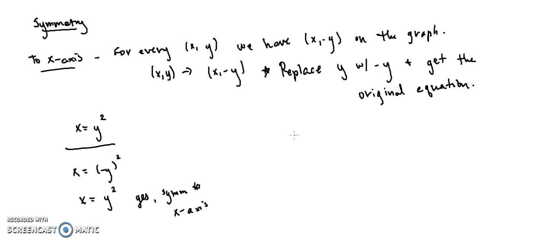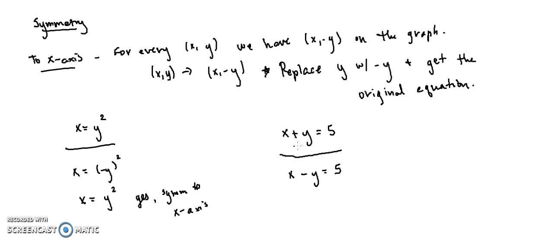Okay, let's try another one. Let's say we have x plus y equals 5, and we want to know, is this symmetric to the x-axis? So we replace y with negative y. Okay, so x plus a negative y, or x minus y, same thing. Is that the same as the original equation? No, it's not. There's nothing that we can do to simplify this.